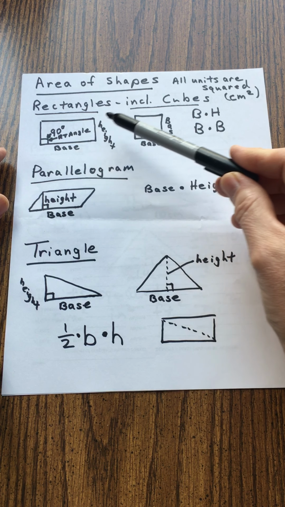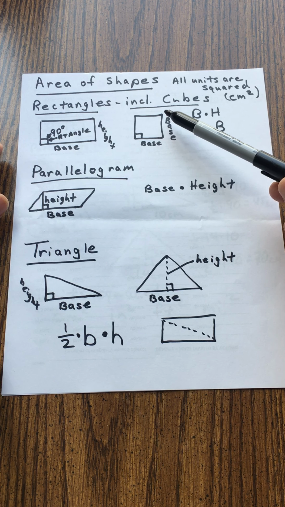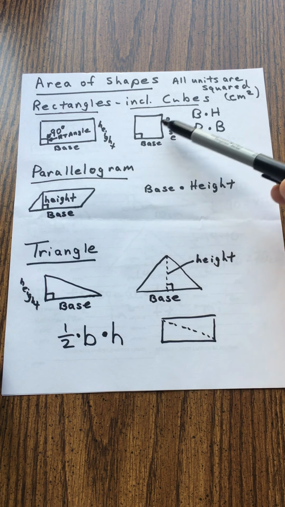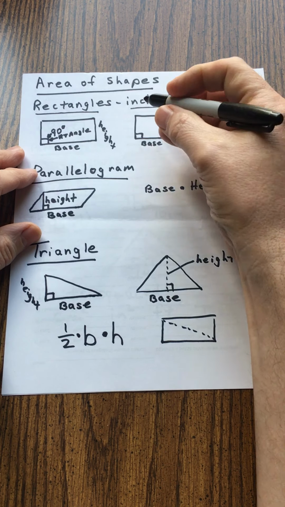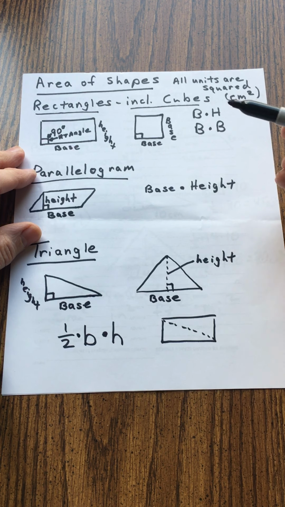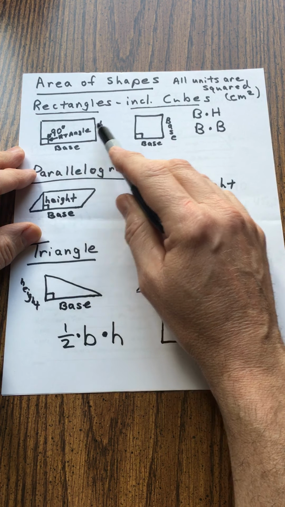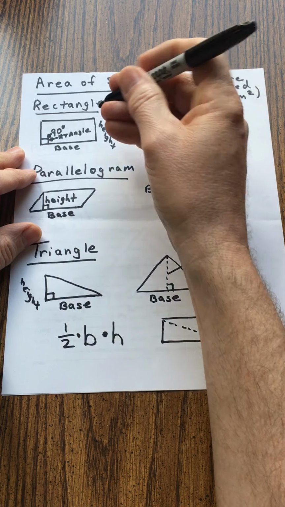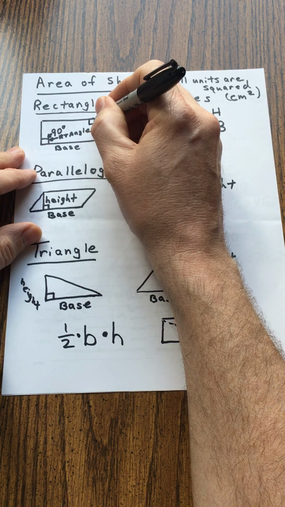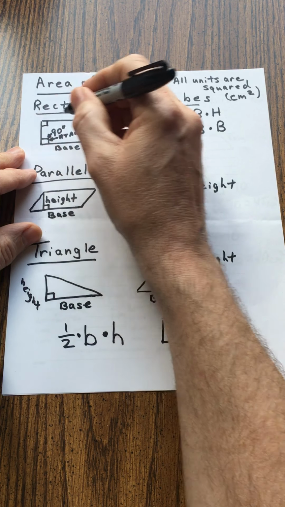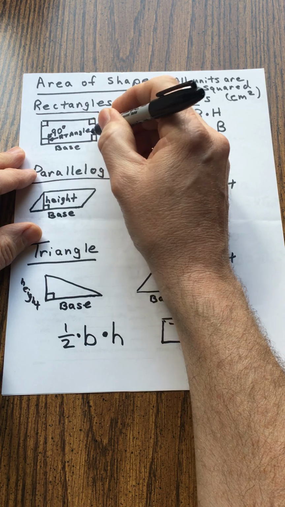One thing that we're going to start with here are rectangles or quadrilaterals. These have 4 sides. A cube, which is nothing more than a specialized version of a rectangle. You have base times height. That's our formula for a rectangle. And you'll know a rectangle because it has 90 degrees, right angles in all 4 corners.